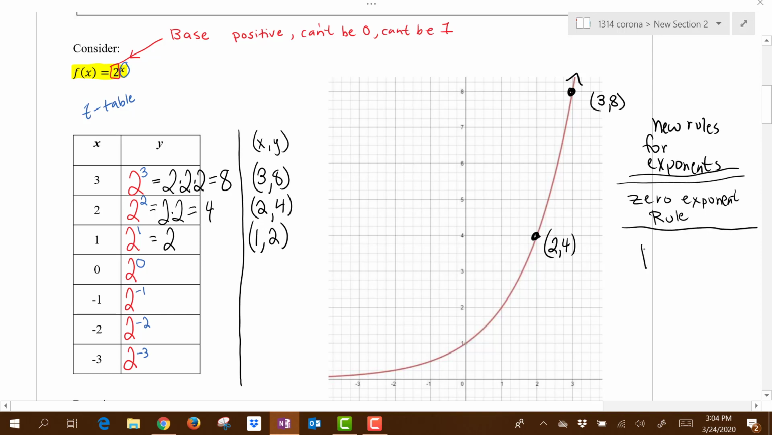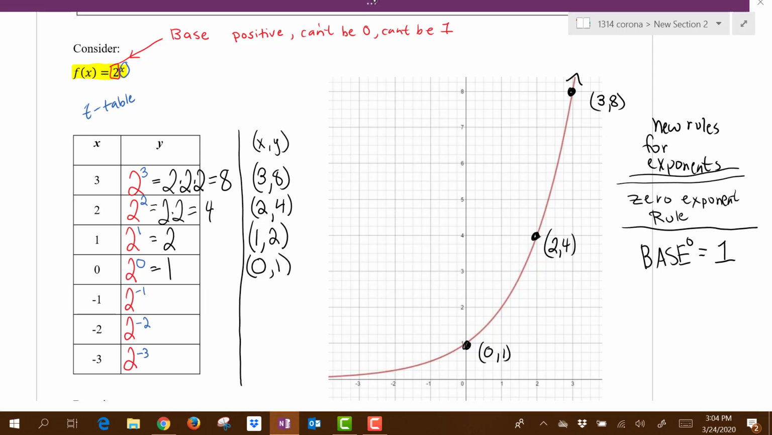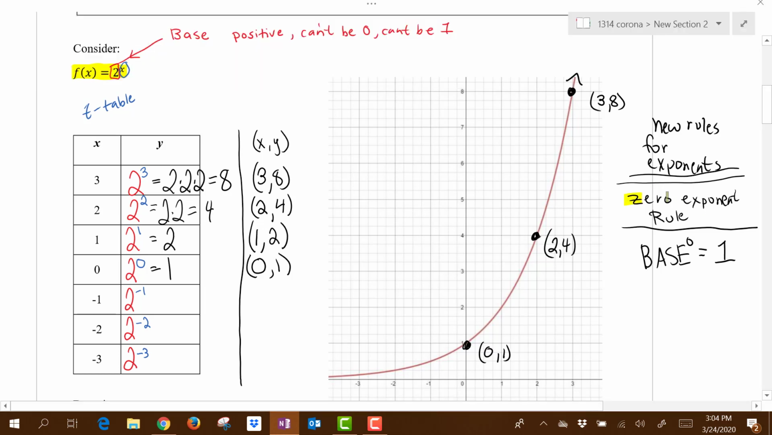Okay, the 0 exponent rule says anytime you take a base and you raise it to the 0 power, it doesn't matter what the base is, but any base raised to the 0 power, the answer is always exactly 1. So 2 to the 0 power is 1. So an x value of 0 goes in, a y value of 1 comes out. So I'm going to plot the point 0 for x and a y value of 1. So make sure that you have that 0 exponent rule written down.